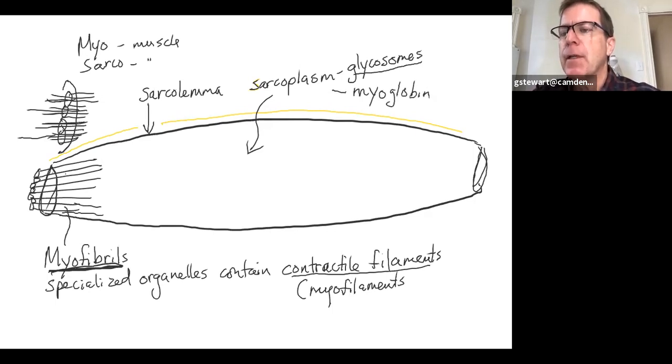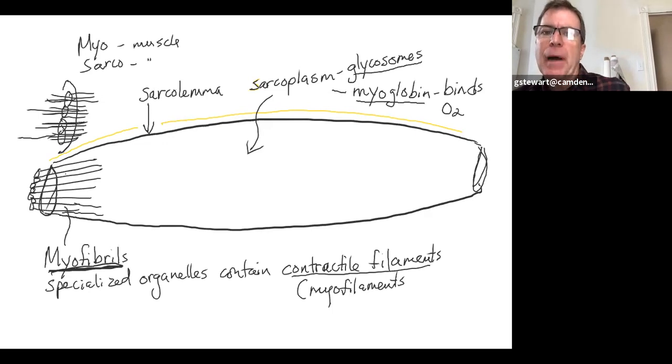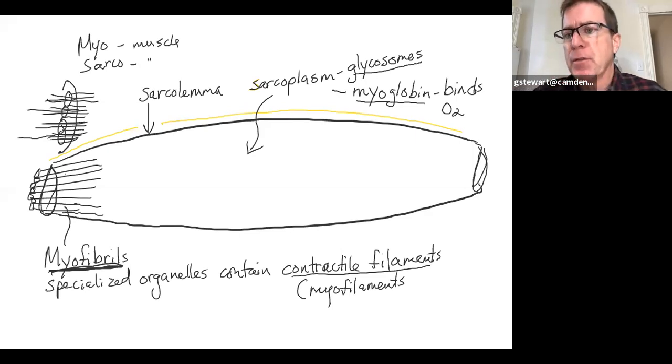Remember, we're inside of an individual fiber or cell here. Myoglobin sounds a lot like hemoglobin because it behaves a lot like hemoglobin. This is a protein that binds oxygen, just like hemoglobin in the blood. And really what it does is it binds oxygen, it gets it from that blood supply, and it stores it. It stores oxygen for use when the muscle contracts in an aerobic fashion.